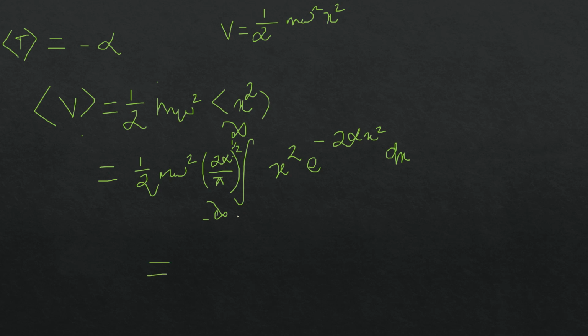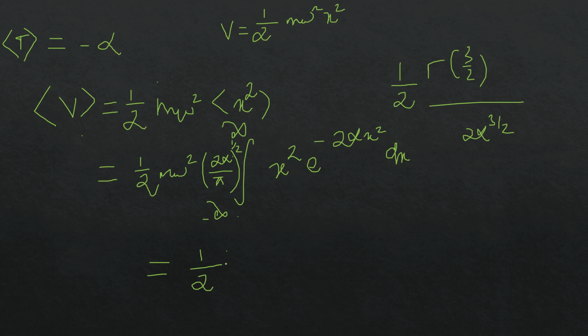So how will you do it? Again, same, 1 by 2 gamma 3 by 2 divided by (2 alpha) to the power 3 by 2. After doing this you will get 1 by 4 alpha. The whole integration thing will be half m omega square into 1 by 4 alpha.